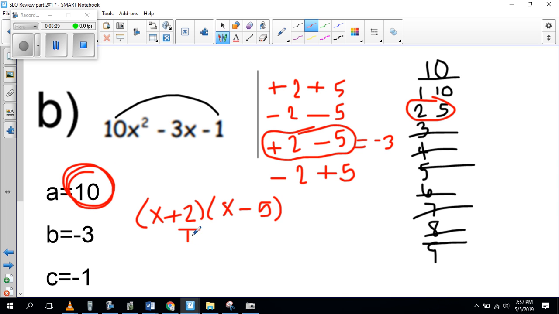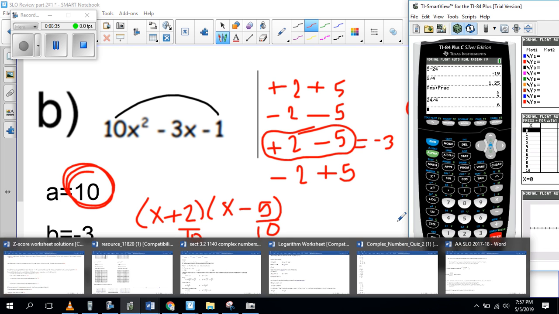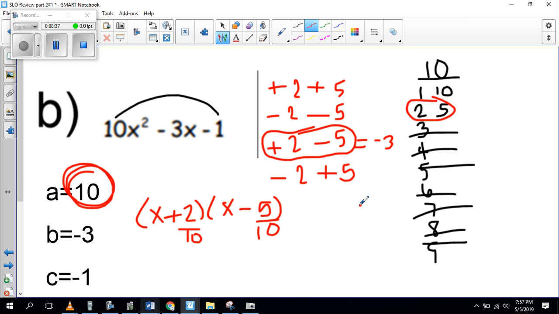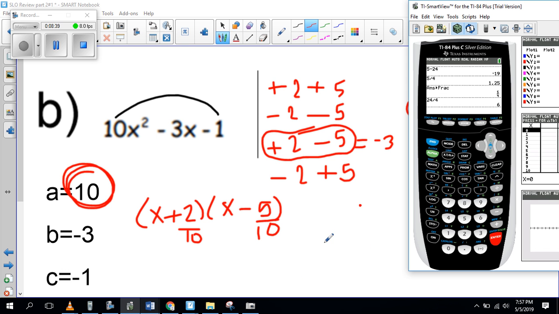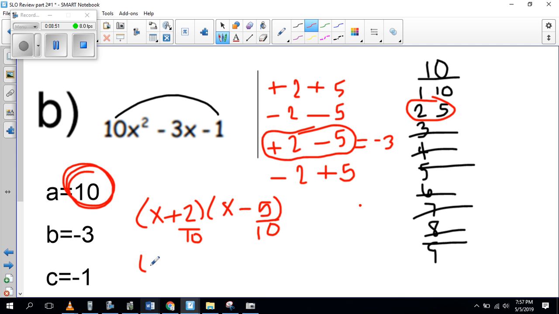A is 10. So this is where we're going to use our calculators. We did 2 divided by 10, and we should get a decimal. But I want it as a fraction, so I hit math, enter. And we get x plus 1 over 5. That's what my calculator gave me.